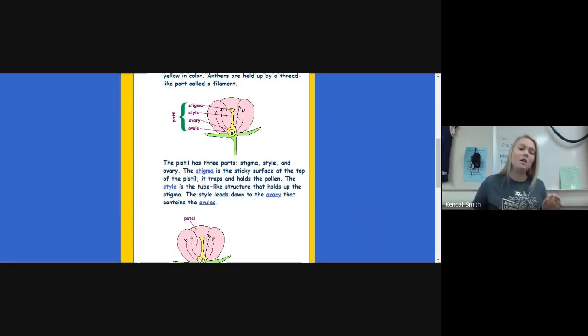Okay, so these all make up the female parts of the flower, the pistil. The pistil has three parts: the stigma, style, and ovary. And then the ovules are the eggs inside of the ovary. The stigma is the sticky surface at the top of the pistil. It's kind of easy to remember. The stigma is sticky.